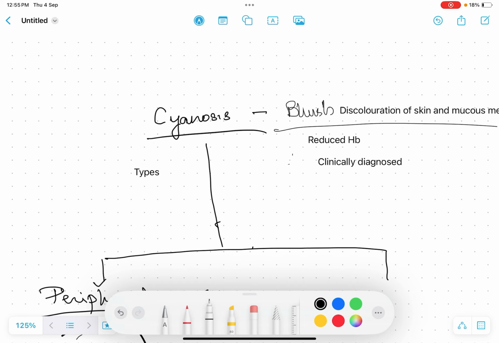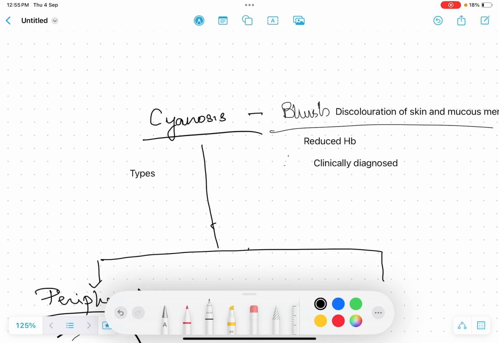So why is there a bluish discoloration? It is because of the reduced amount of hemoglobin. So how much reduced will it be? It will be more than 5 grams per 100 cc of blood. Clinically you can diagnose it only when oxygen saturation is below 85%.